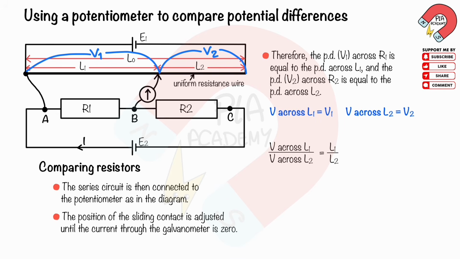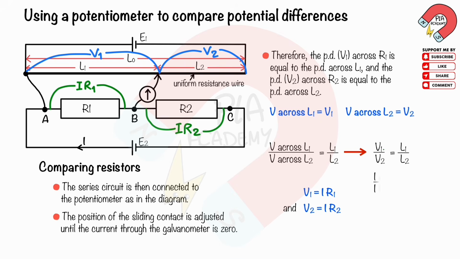So, the ratio of the PD across L1 to the PD across L2 equals the ratio of L1 to L2. And the ratio of V1 to V2 equals the ratio of L1 to L2. The current I flows through the whole series circuit. The PD V1 across the resistance R1 is V1 equals I times R1. And the PD V2 across the resistance R2 is V2 equals I times R2. Substituting V1 and V2 into this equation, like this. We cancel out I, like this. So, the ratio of R1 to R2 equals the ratio of L1 to L2.